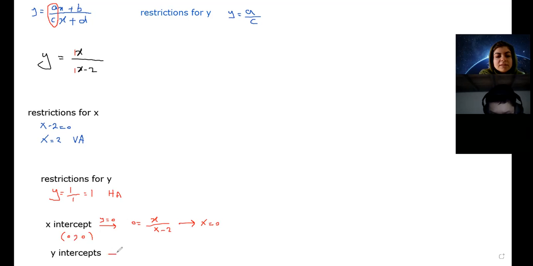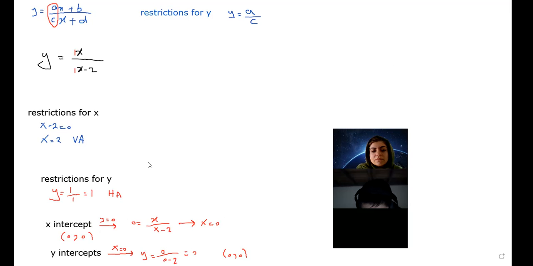Now for the y-intercept, you put x equal to 0 in your equation. Whenever you see x, you put 0. Again, of course, you get 0, 0. So the point is 0, 0 still. It's not new. I'm going to graph it using this information. Now you're able to graph.